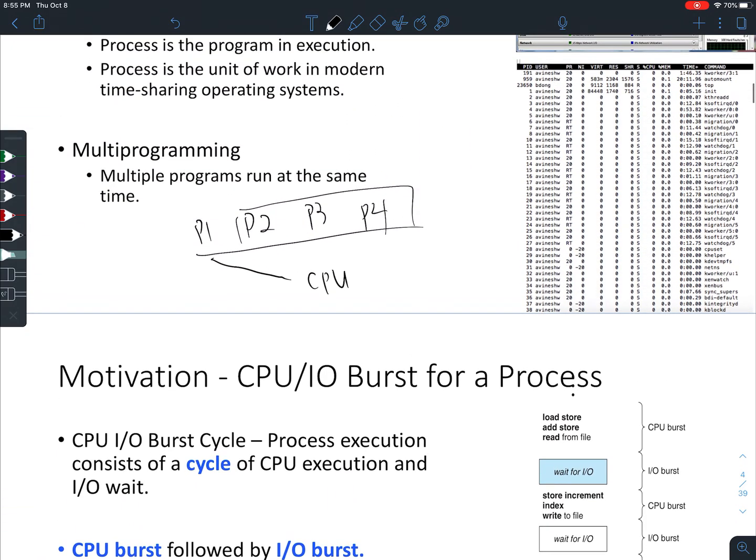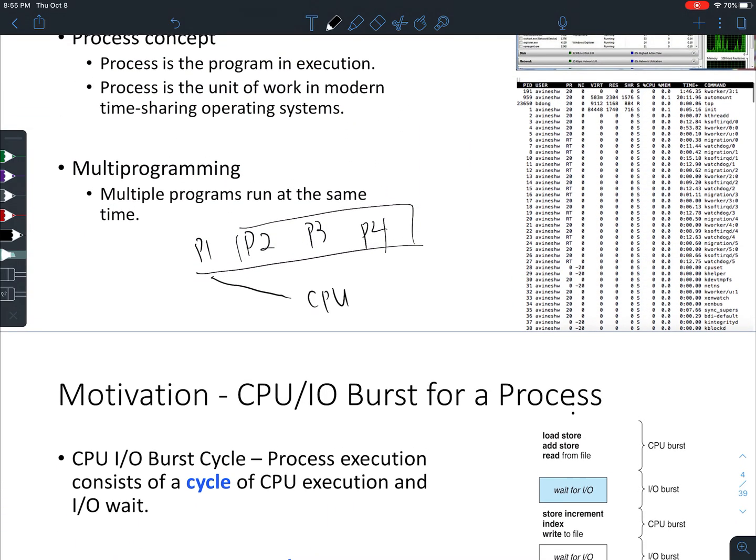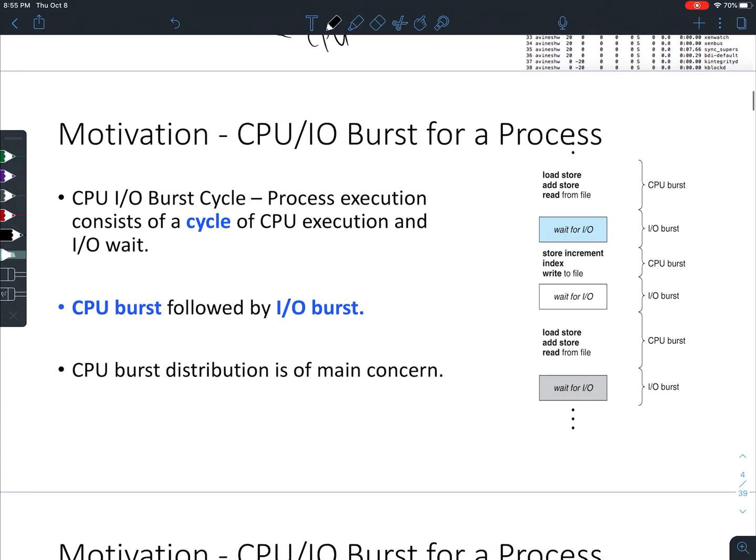This is the motivation, and at this time we need to make a schedule for the CPU. So we are going to need an algorithm named CPU scheduling algorithm, which decides who is going to be executed next and how long the process can run.